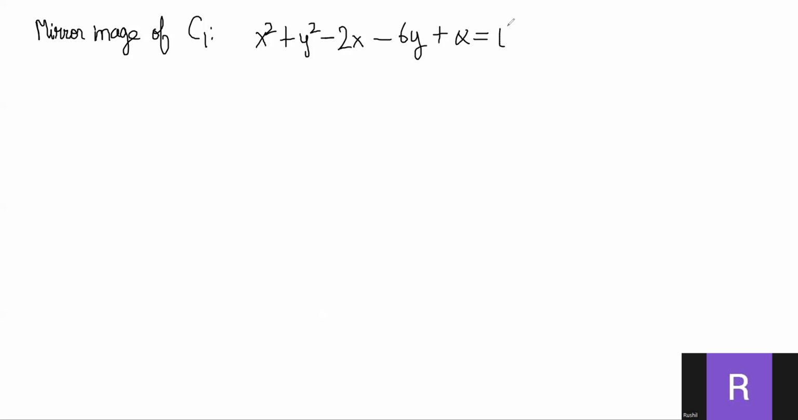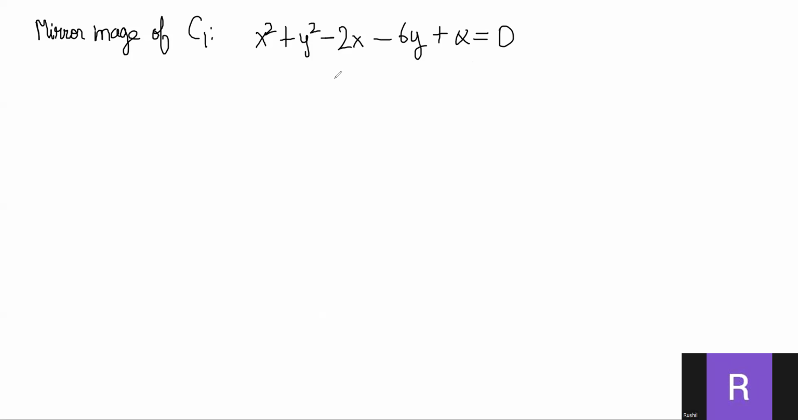What is the next one? There is another question just above it. Mirror image of a circle C1. Tell me the circle C1 equation. X square plus y square minus 2x minus 6y plus alpha equals 0. What is the rest of the question?